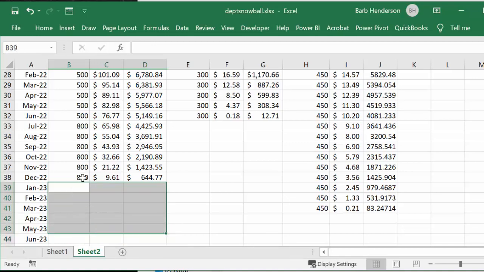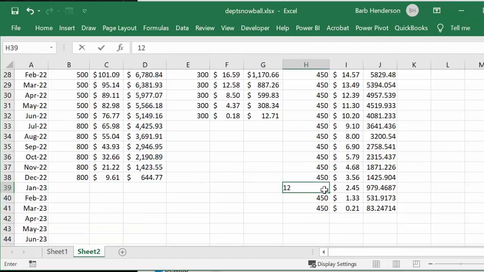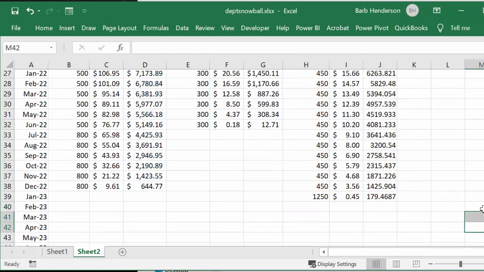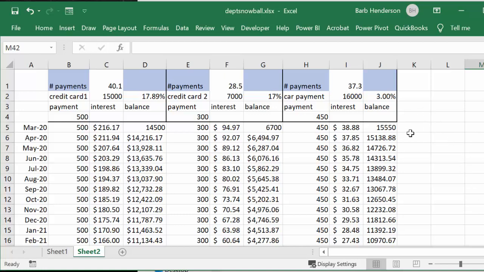And then he could take the 800 from here and put it onto his car payment. And so that would be $1,250. And basically his car payment would be done. And so he would be out of debt by January 2023.